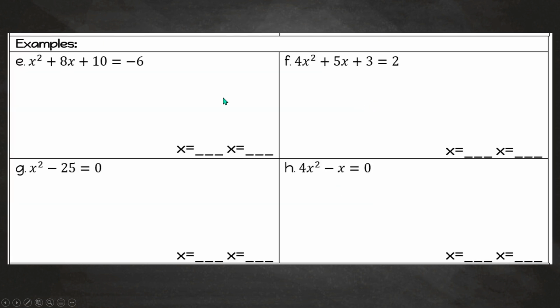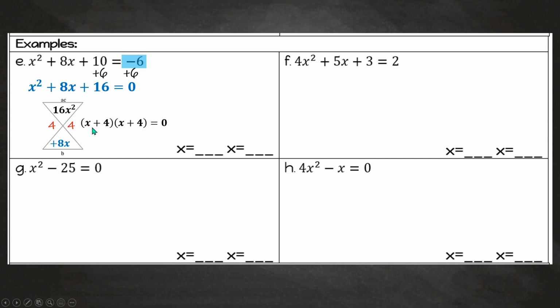Okay, we're going to go over a couple more examples here. So we have x squared plus 8x plus 10 is equal to negative 6. The first thing we do is make sure the equation is equal to 0, so we add 6 to both sides. We get x squared plus 8x plus 16 is equal to 0. I'm going to use my hourglass, and put my a times my c in the top and my b in the bottom. I have to find the two numbers that multiply to give me 16 and add to give me 8, which is 4 and 4.